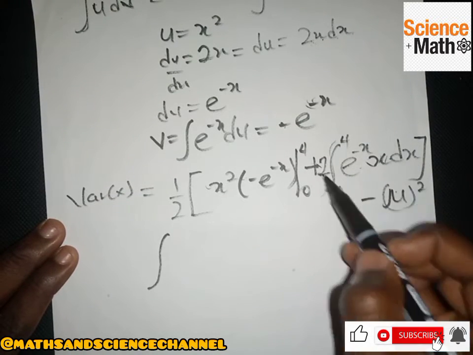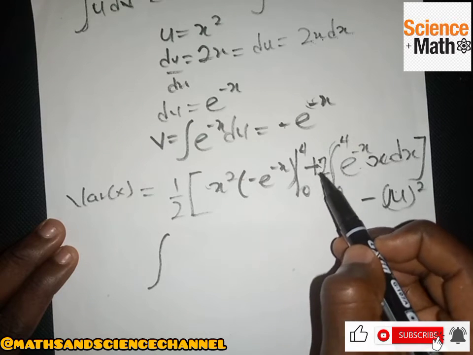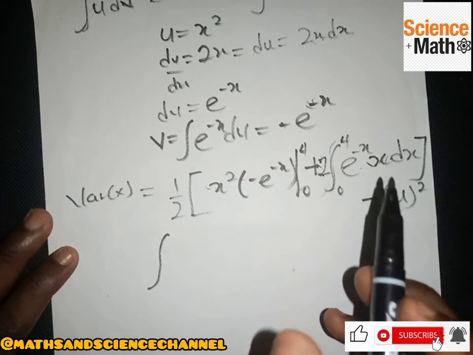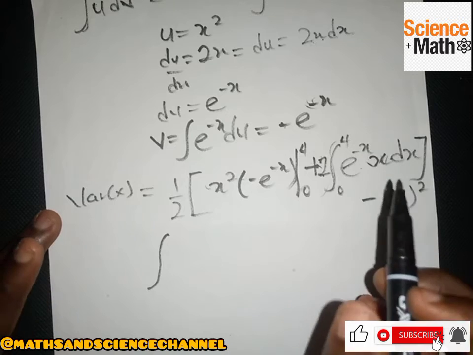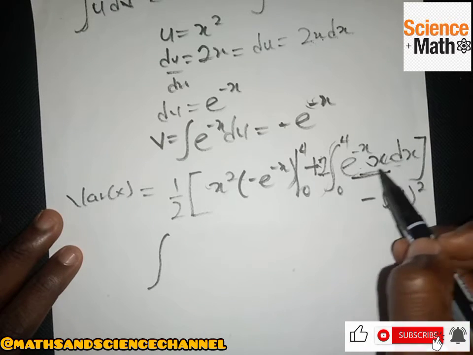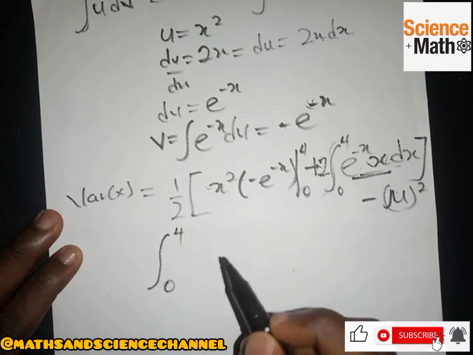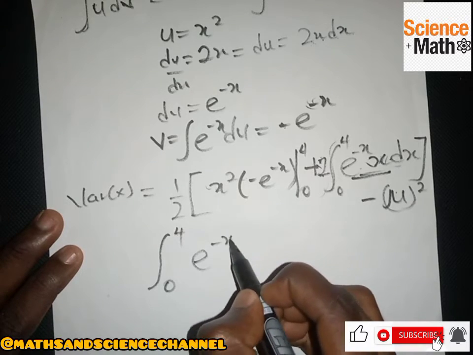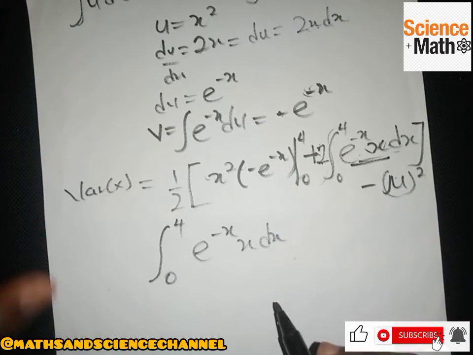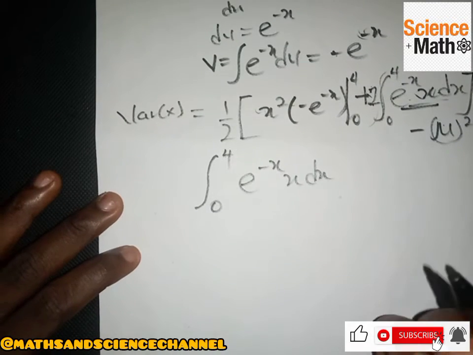So doing this part only, this is a constant, so let's just leave it where it is and consider this one. For that, we then have the integral of e exponent negative x dx here. So from here we use integration by parts again.